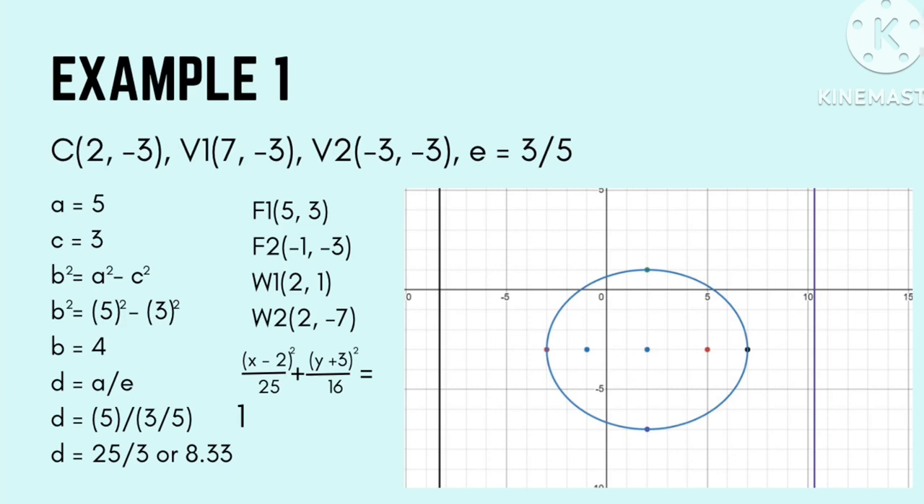If we assemble it all together, we will have a standard equation of (x minus 2) squared over 25 plus (y minus 3) squared over 16 is equal to 1. It must always equal 1, and the sign between the fractions must always be addition, or positive. In order to get our 25 and 16, we just have to square our a and our b.